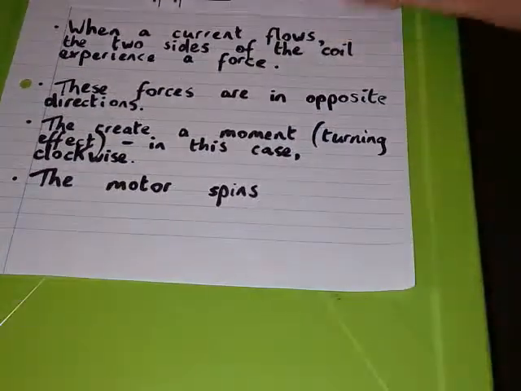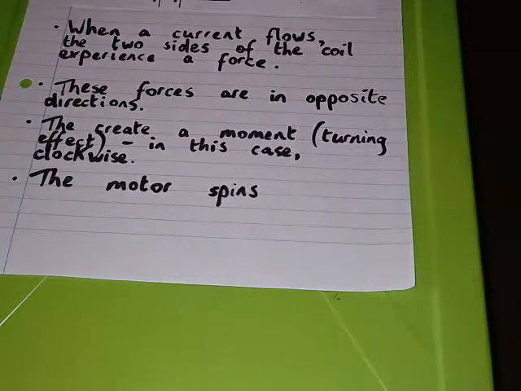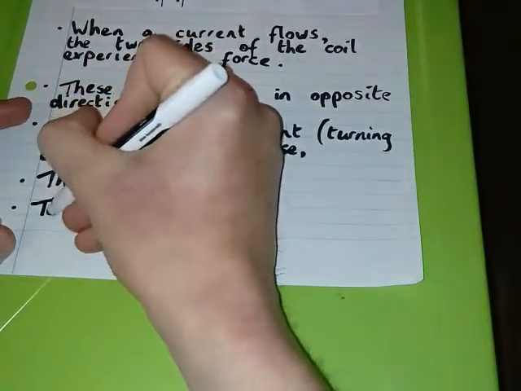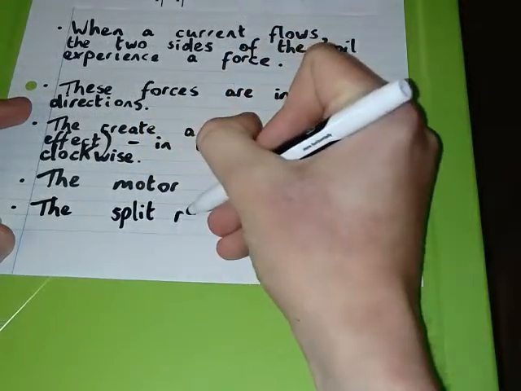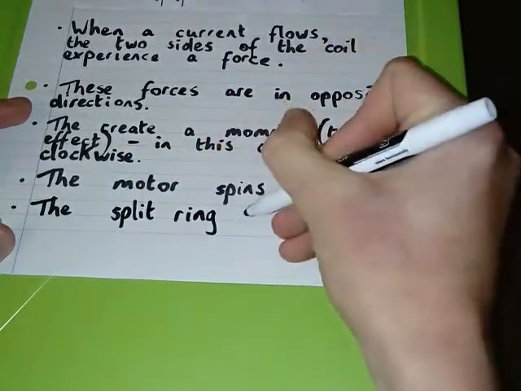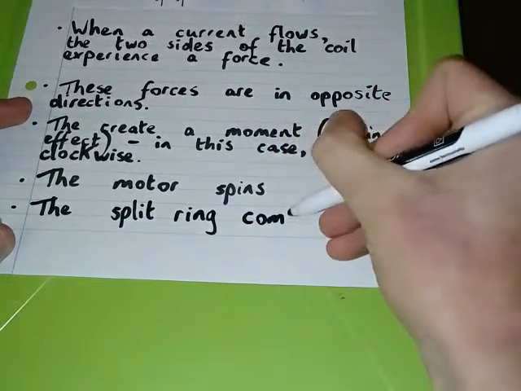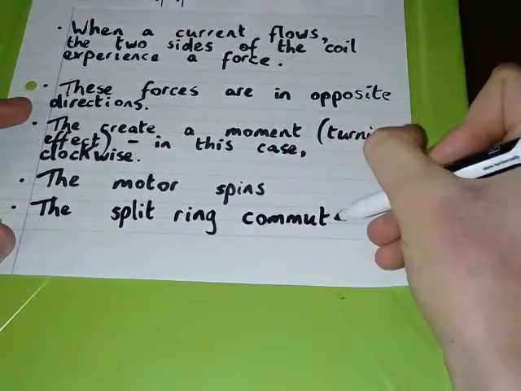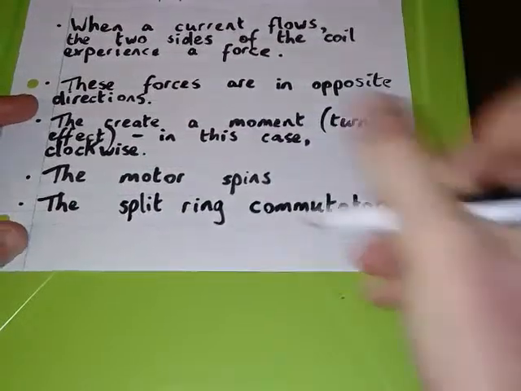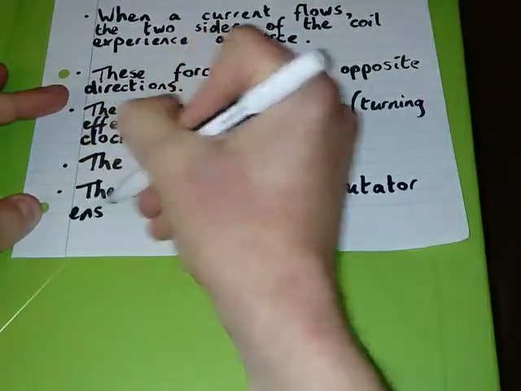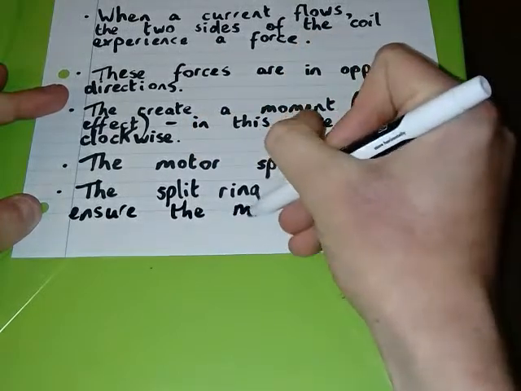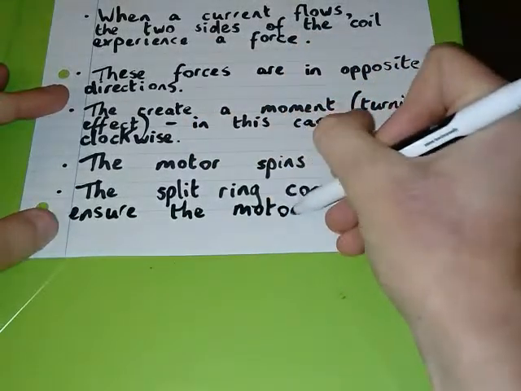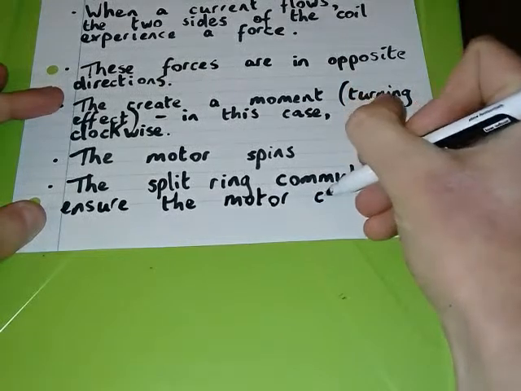And I think that's worth adding. So the last thing we'll write is: the split ring commutator ensures the motor continues to spin.